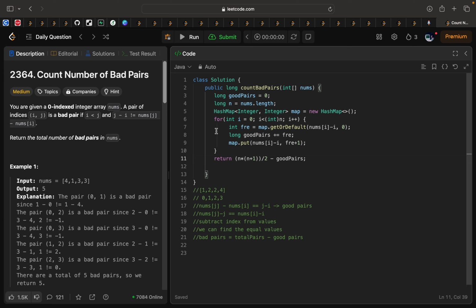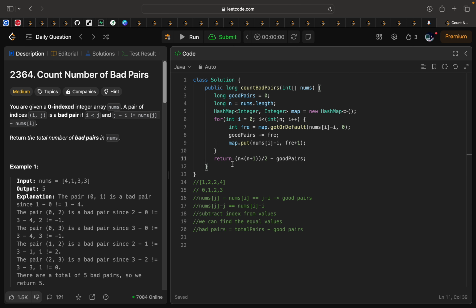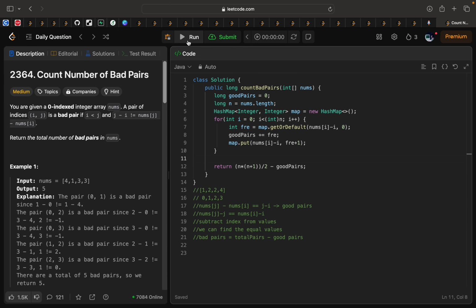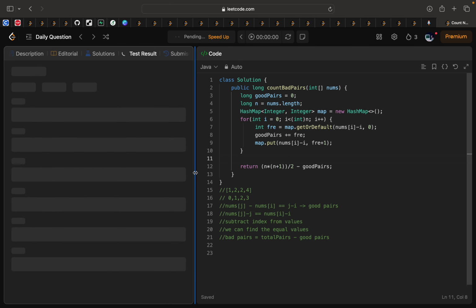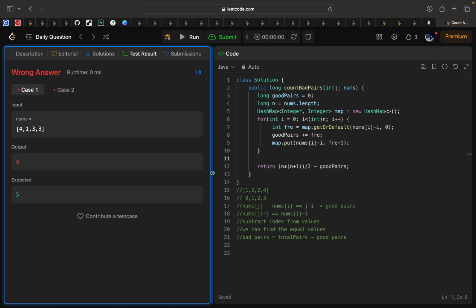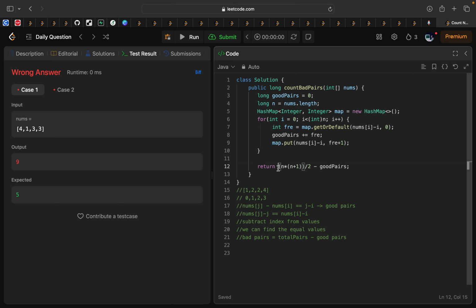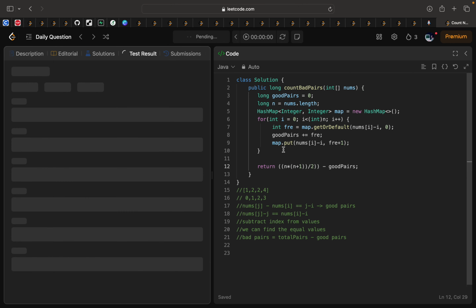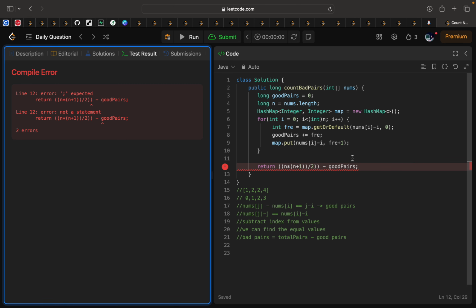Okay, I think this will do the job for us. Let's run this. Okay, we are getting 9 as output. But the precedence is to the divide operation, so it will not affect our answer. We need to see why we are getting a wrong answer. Expected this.